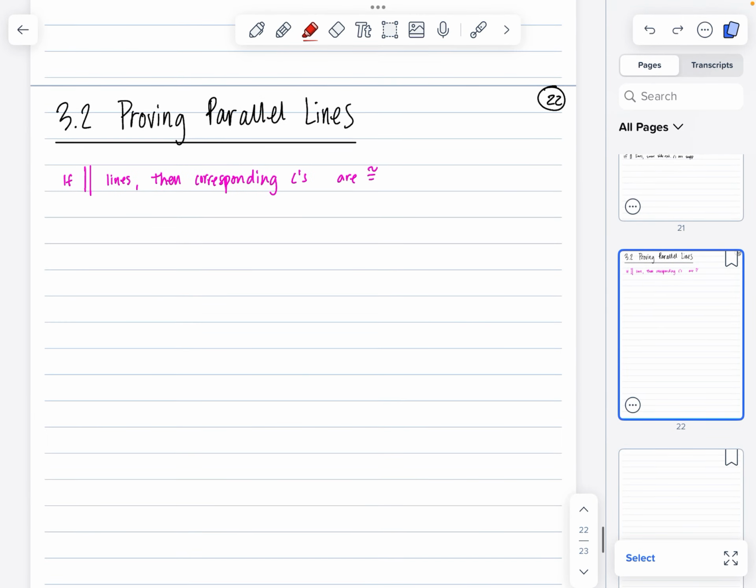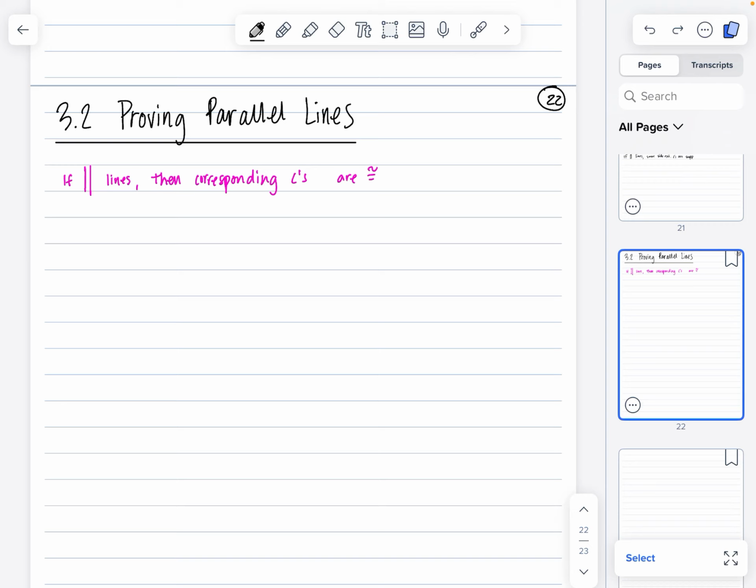So proving parallel lines, 3-2, we're taking a step back and going backwards a little bit into our book, just because the order of this probably makes a little more sense, at least to me it does. Notice this isn't pink, you do not have to copy this down. This is from our last section. If parallel lines, then corresponding angles are congruent. This is something we know. If you are given the parallel lines, then you could assume corresponding angles are congruent.